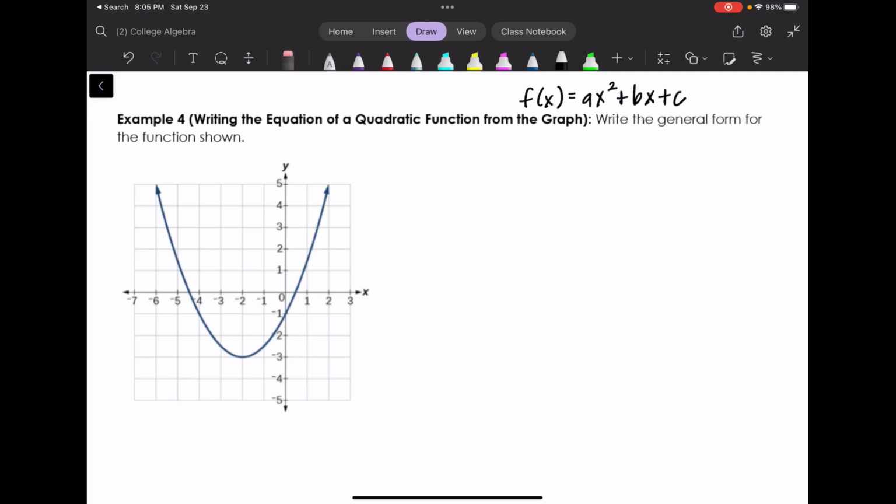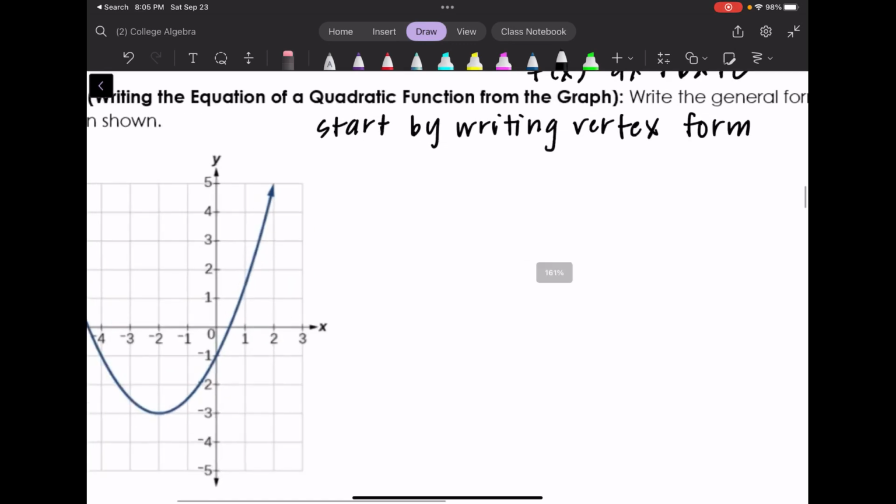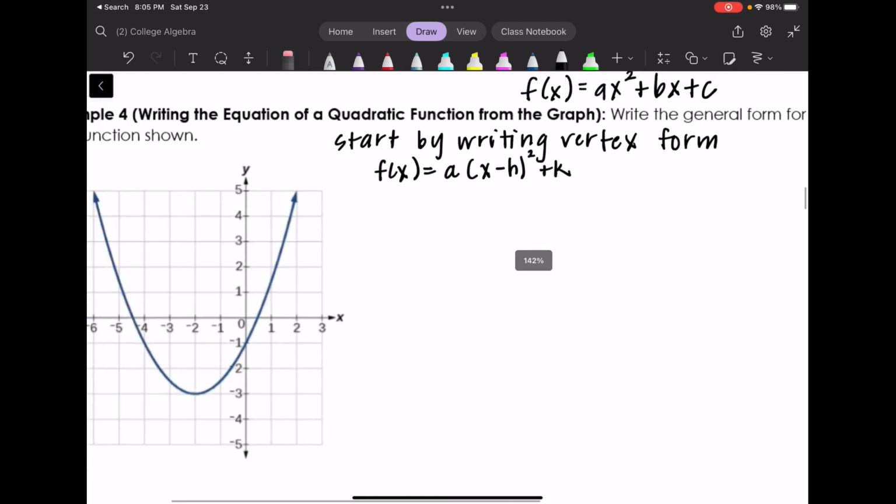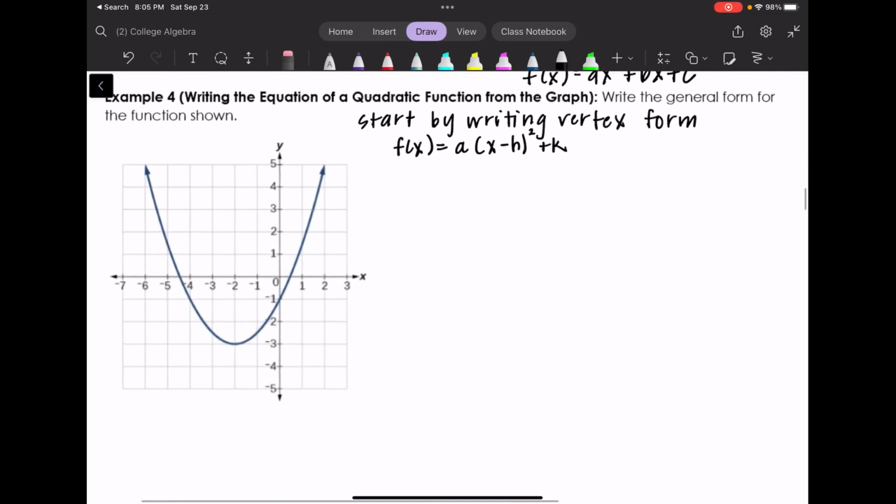And so when you're doing this, you want to always start by writing the vertex form, because you can see that form from the graph, also called, remember, the standard form. So that's going to be a way to get to the general form, but we're going to start by writing the vertex form, which is f of x equals a times x minus h squared plus k, where h, k is the vertex. So we need to find the vertex first.